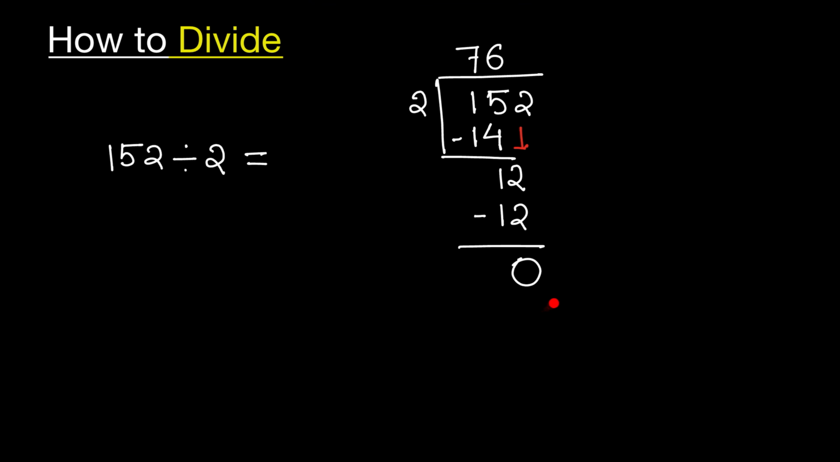As we have got the remainder 0, so we will stop. Therefore, 152 divided by 2 is equal to 76. And this is our final answer.